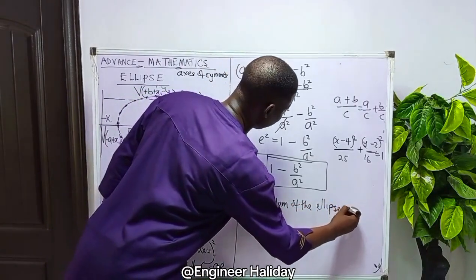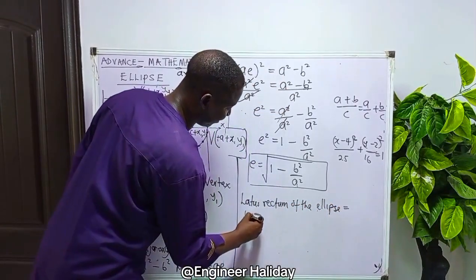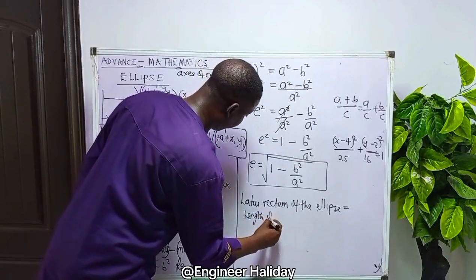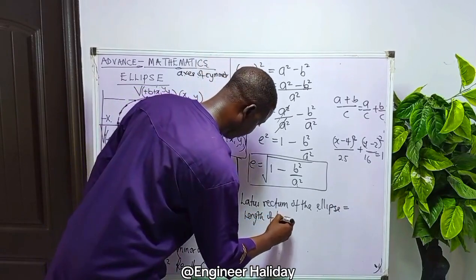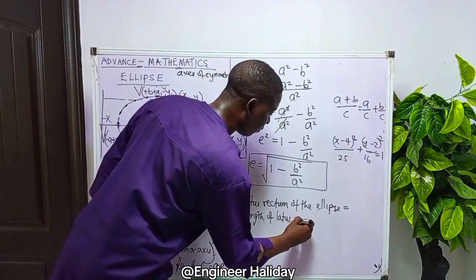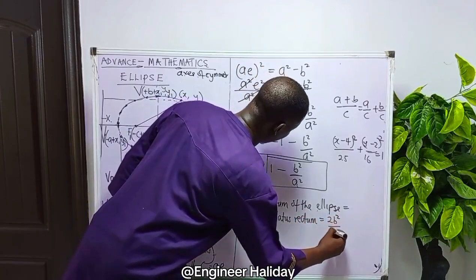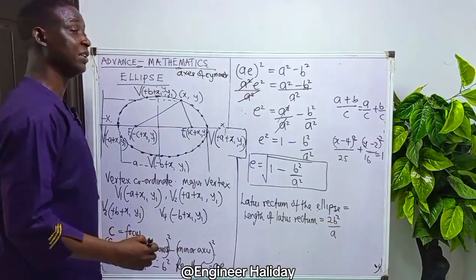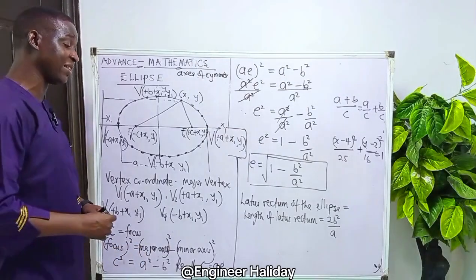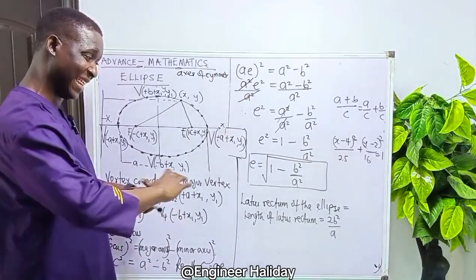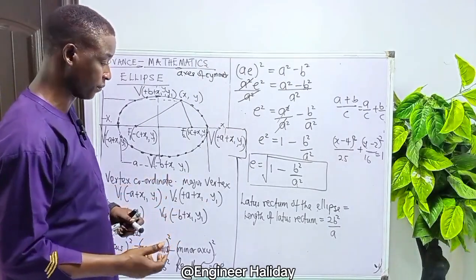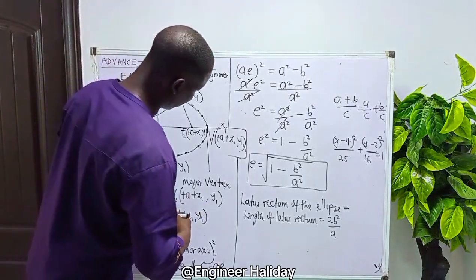So what is the latus rectum formula? The length of latus rectum is equal to what? 2b square over a. That is 2b square over a. That is the length, it must be in units. So that is the length of latus rectum.